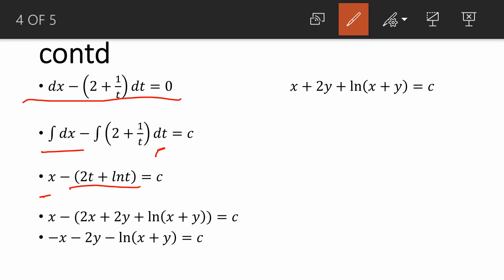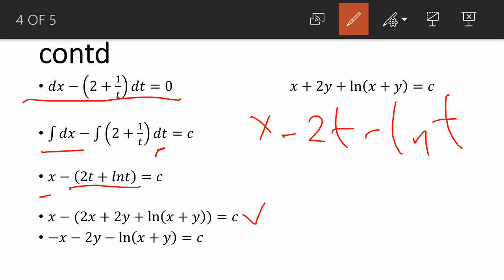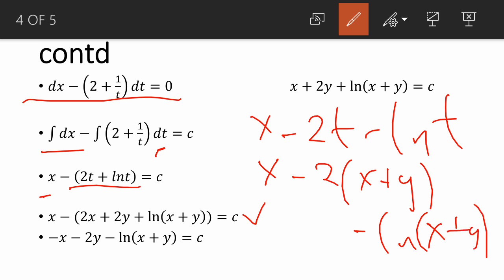Now if we open this bracket, we are going to get x minus 2t minus ln t. And here what we did was to substitute back the value for t. Remember, t initially was x + y, so this will be minus 2 times (x + y), then minus ln of (x + y). When you multiply this, you're going to get minus 2x minus 2y. That's what we got here. Then minus ln (x + y) is what we got here.